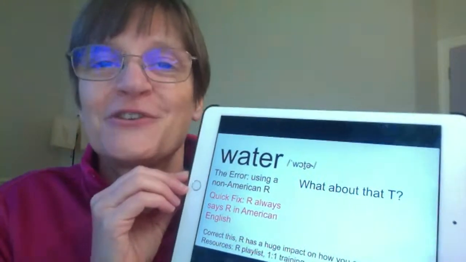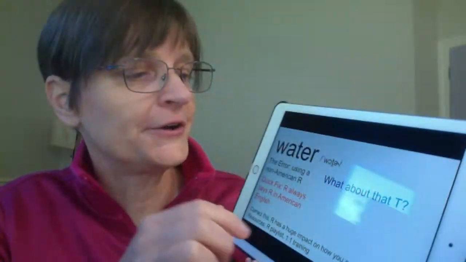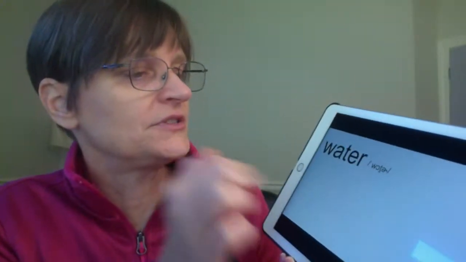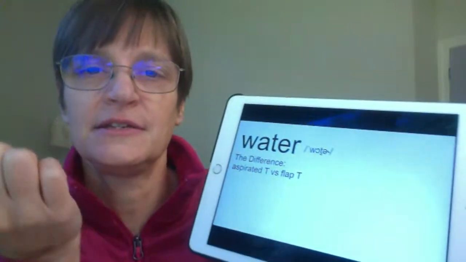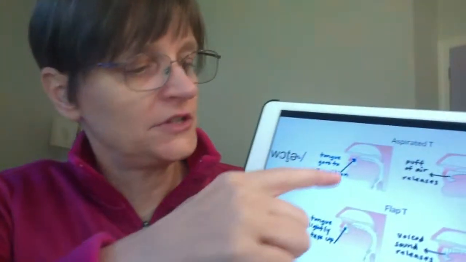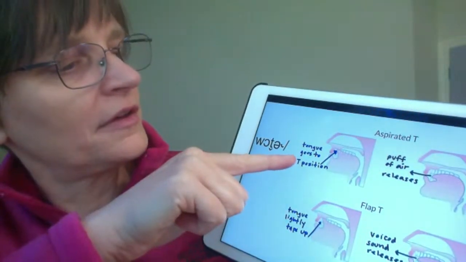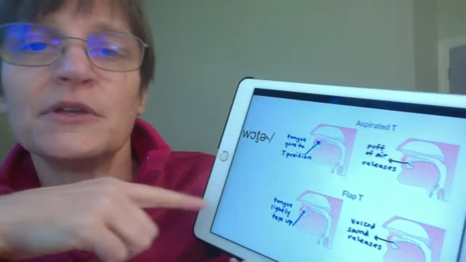How about the T? I was talking about this just a moment ago when we had the question about the word motto. Americans don't say the aspirated T. They don't say water with a puff of air on the T. What they use is called a flap T.